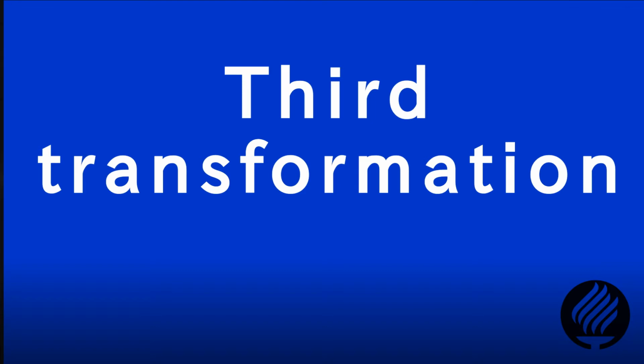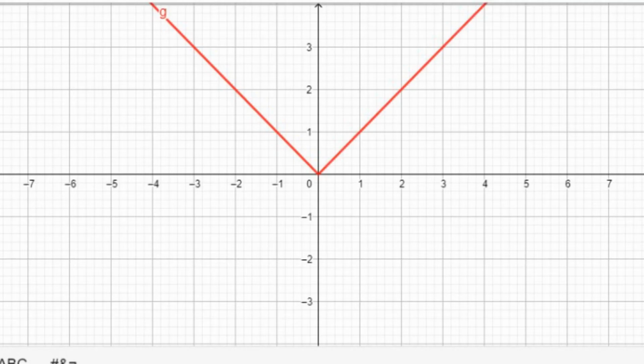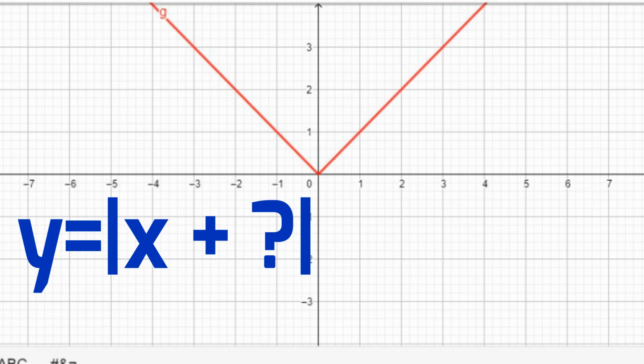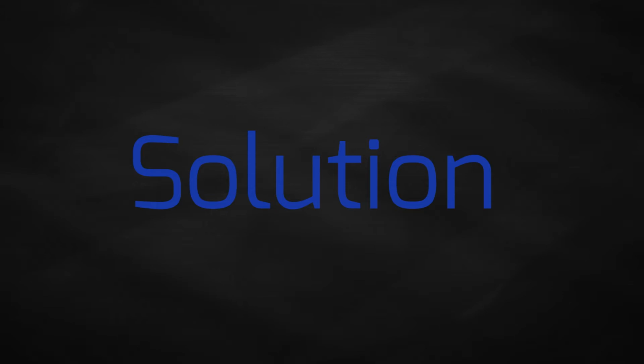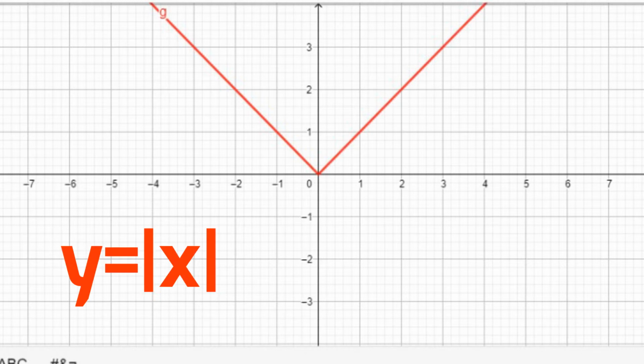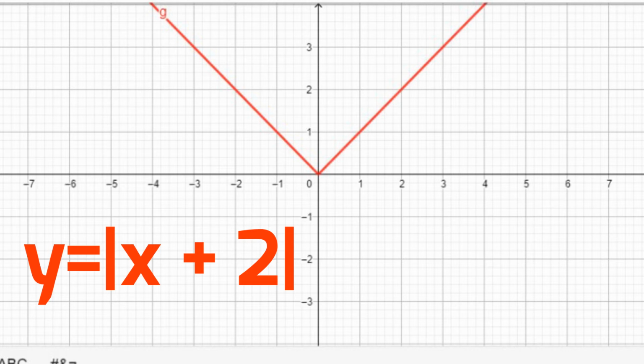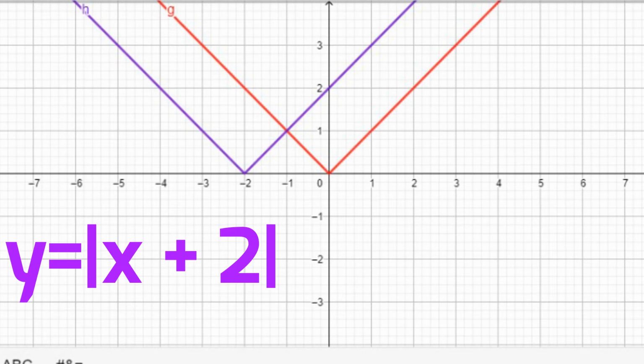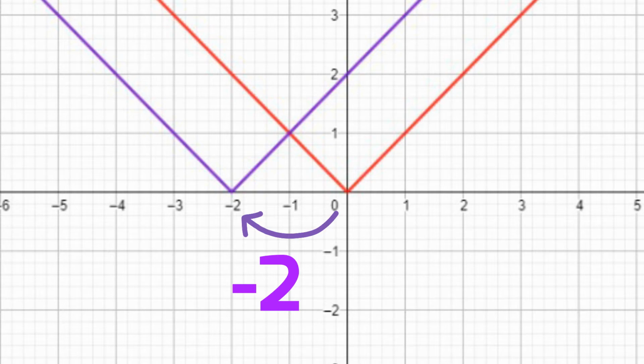Third transformation. For the third transformation, we will see what happens when we add a number to x inside the absolute value. For this purpose, we will have the initial equation, absolute value of x, and we will add 2. As you could appreciate, it moved towards minus 2. See that the 2 is negative on the x-axis.